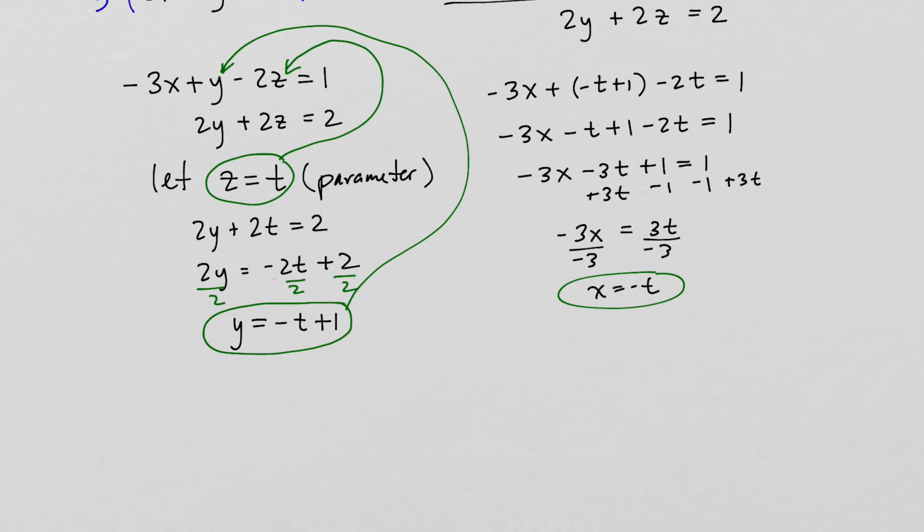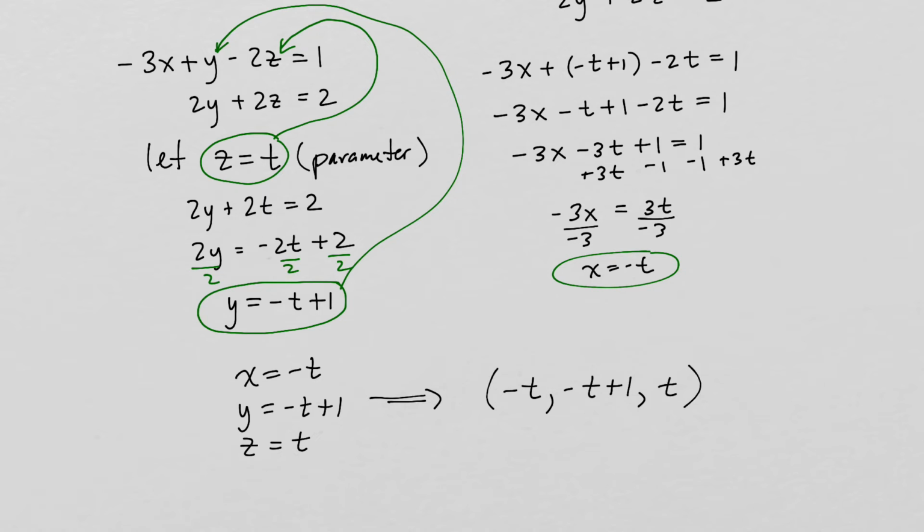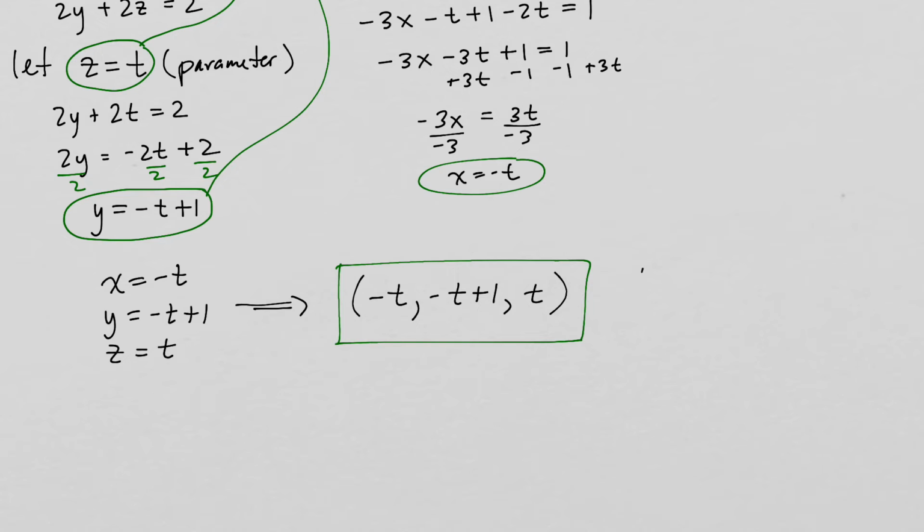So what I've done here is I've expressed the solution in terms of this third variable t, and now we can see that x is negative t, y is negative t plus 1, and z is t. And that means your solution is negative t, negative t plus 1, and t. But what is t? Well, t can be any real number. There's no restriction on t.